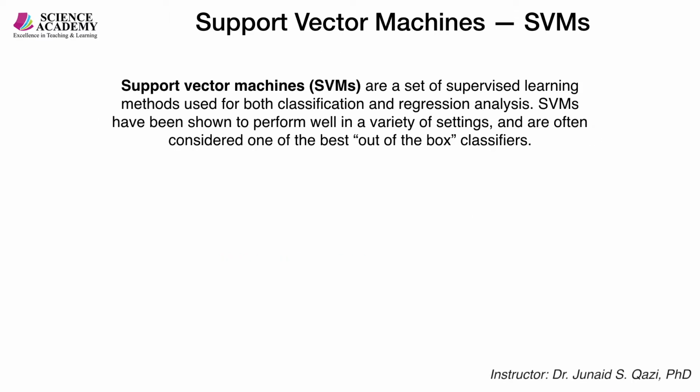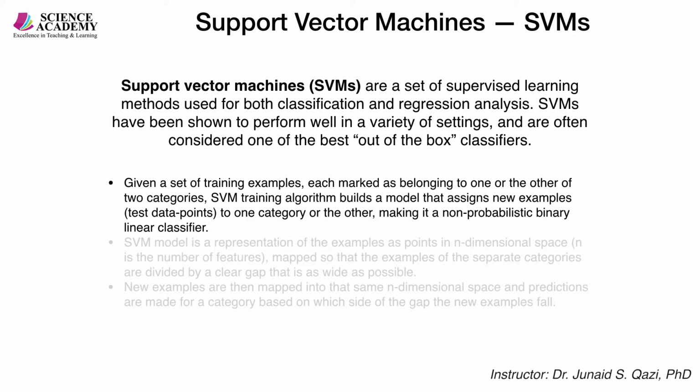Support vector machines, or SVMs, are a set of supervised learning methods used for both classification and regression analysis. SVMs have been shown to perform well in a variety of settings and are often considered one of the best out-of-the-box classifiers for data scientists.